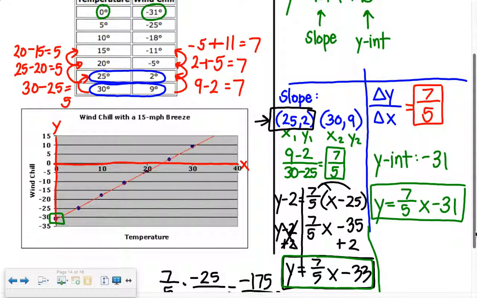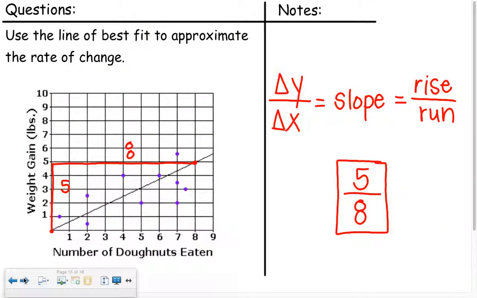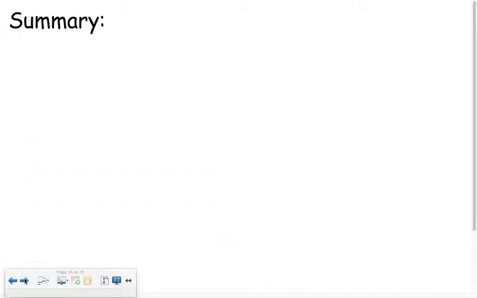So you need to be a little bit careful on these ones. And when you do them on Study Island, you'll have a multiple choice question, so you should be able to figure out what the correct answer is. Summary.